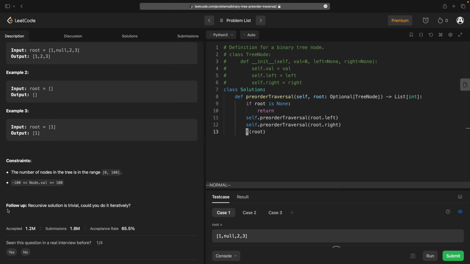The other thing it notes down here, the recursive solution is trivial. Could you do it iteratively? The recursive solution is pretty trivial, let's be honest. It's a very important skill to know, but it's not a particularly difficult thing to code up. So how can we do this iteratively?